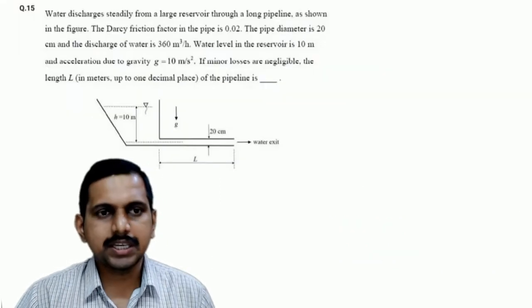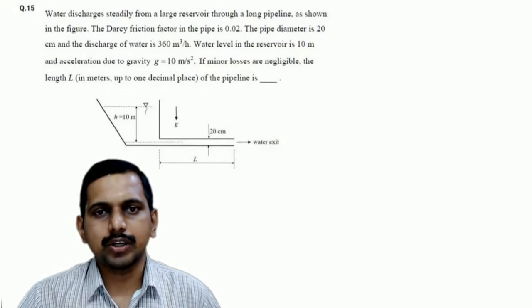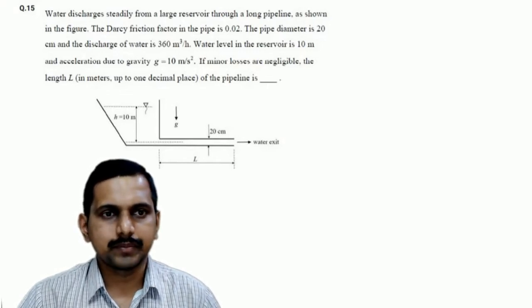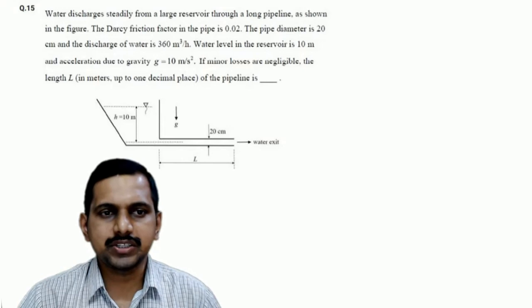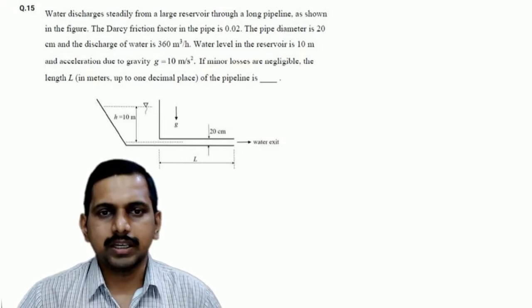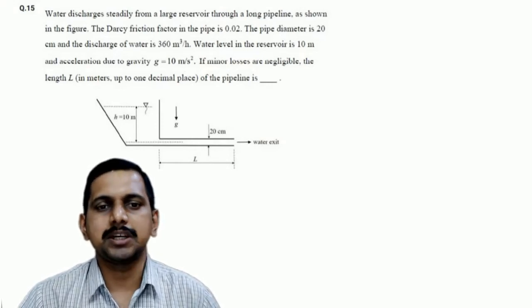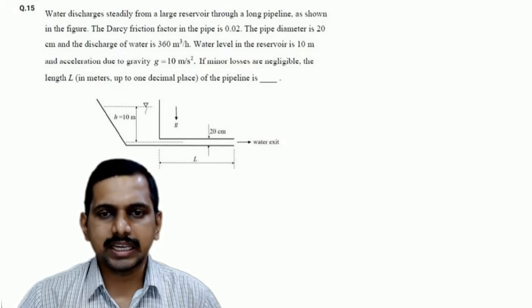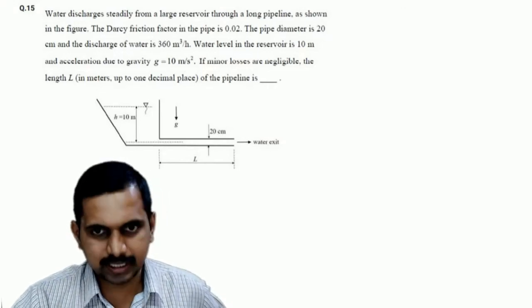The question he has sent me through WhatsApp is this: water discharges steadily from a large reservoir through a long pipeline as shown in the figure. The Darcy friction factor in the pipe is 0.02. The pipe diameter is 20 centimeter and the discharge of water is 360 meter cube per hour. The water level in the reservoir is 10 meter and acceleration due to gravity g is 10 meter per second square. If minor losses are negligible, the length L in meters up to 1 decimal point of the pipeline is. Let us see the solution.